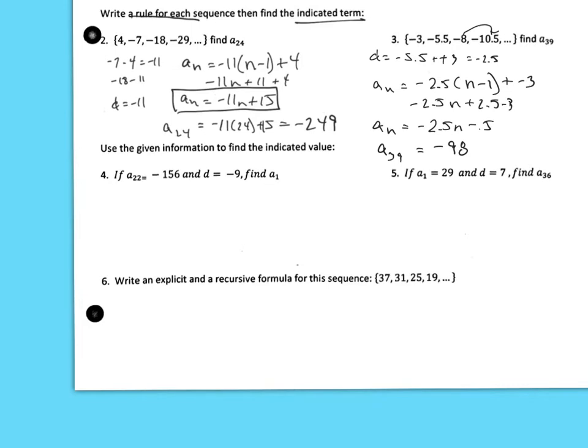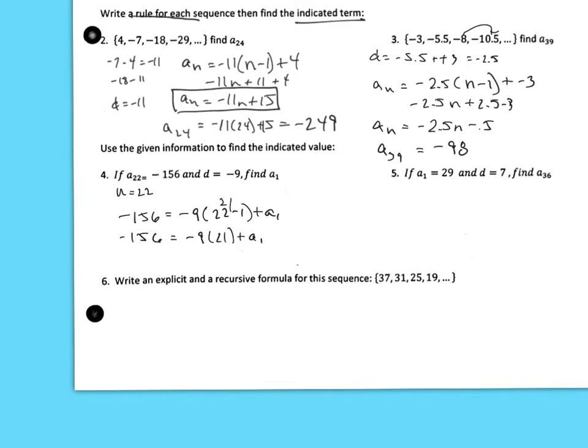So notice that a sub 22, this means that n is 22. The answer is negative 156. So we already know a sub n is negative 156, where the difference is negative 9. The n is 22. What we don't know is the a sub 1. See that? So do the arithmetic in the correct order. You have to make this a 21 first, then do negative 9 times 21.